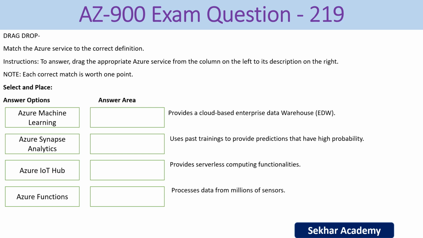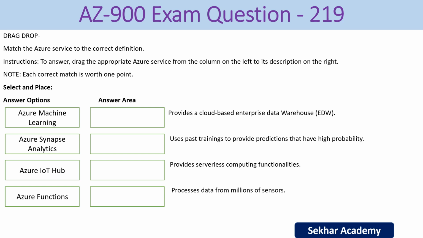AZ-900 exam question number 219. Match the Azure service to the correct definition. Instructions we have, to answer, drag the appropriate Azure service from the column on the left to its description on the right. Each correct match is worth 1 point. Answer options we have Azure Machine Learning, Azure Synapse Analytics, Azure IoT Hub, and Azure Functions.